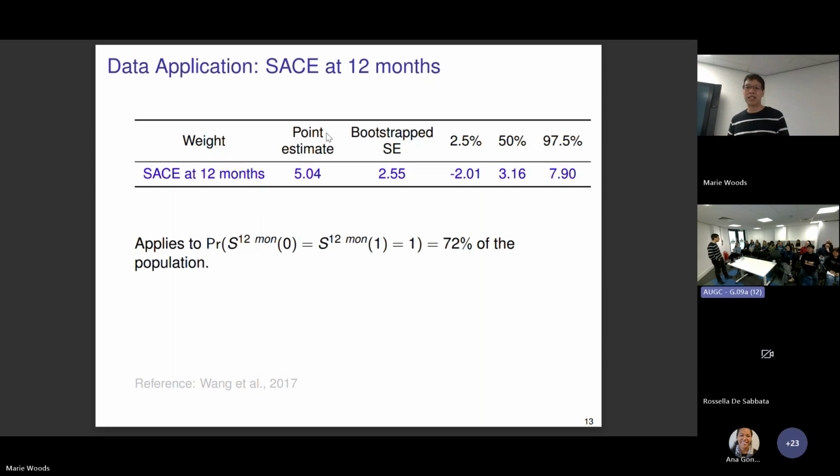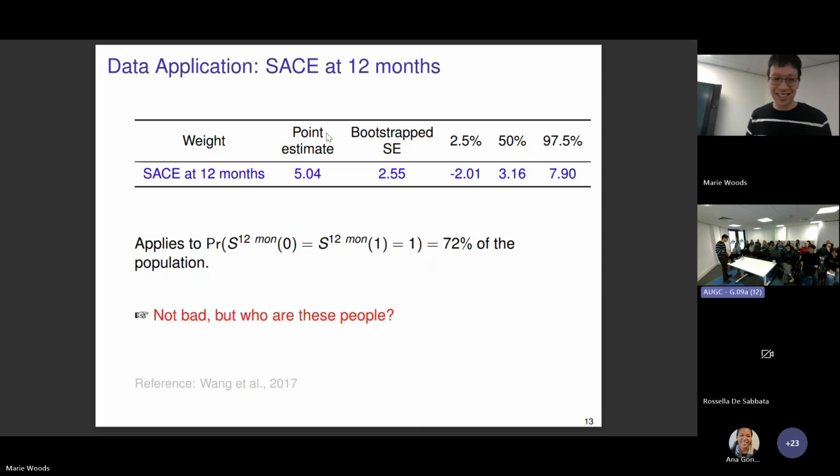And we can also estimate that this estimate will apply to 72% of the population, meaning that the always-survivor group will account for 72% of the population, even though we don't know who they are. So what this tells you is that for a mysterious 72% of the population, we estimate this effect of 5.04. And this was almost 10 years ago, and no one is using it in practice. Because 72% is not too bad, but the fundamental question is, who are these people?